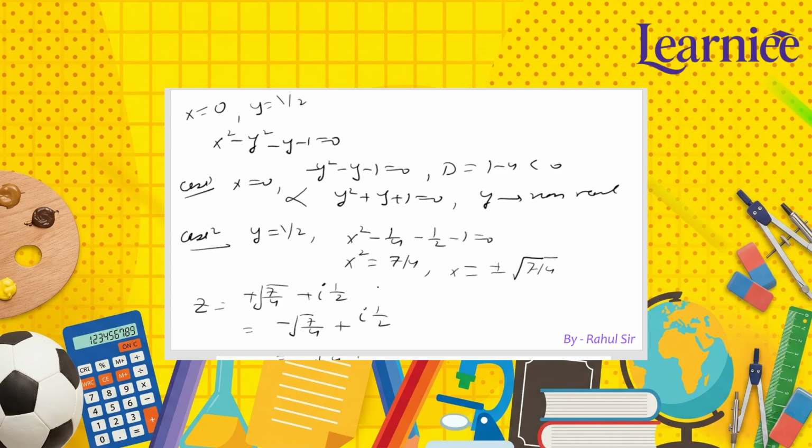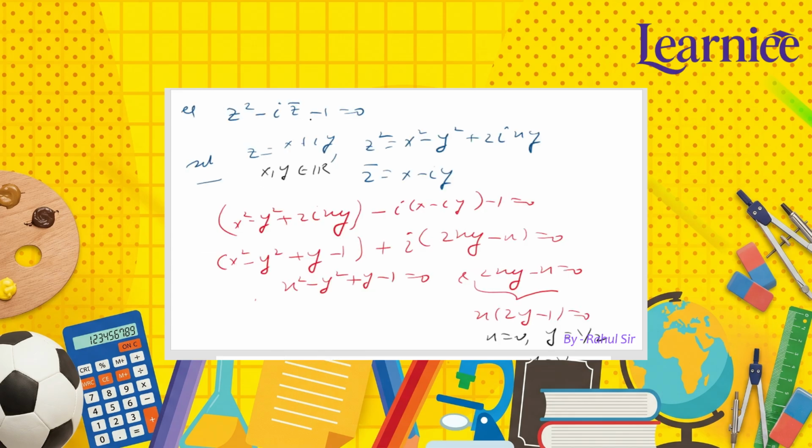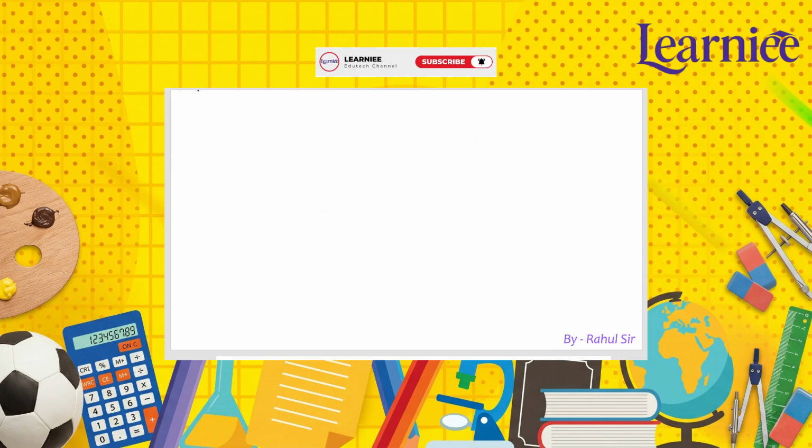See, here the problem is z square minus i z bar minus 1 equals 0. But let's take a very basic example: if I ask you to solve this quadratic equation, z square minus i z minus 1 equals 0, solving this is exactly the same as the quadratic equation. Got it? So see this equation, again note down this part.